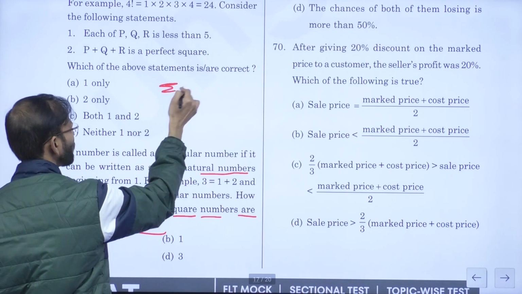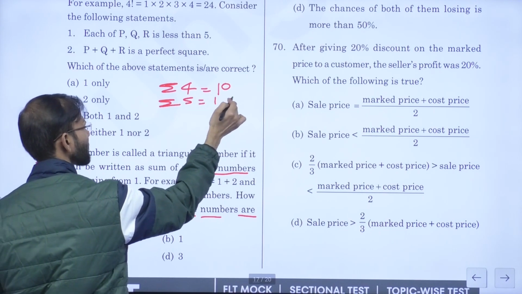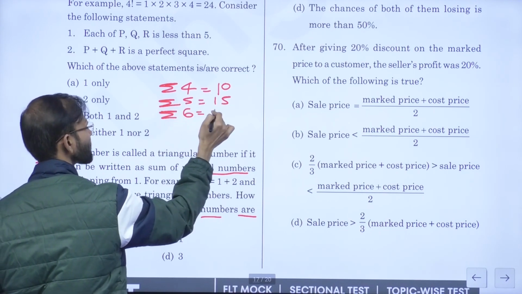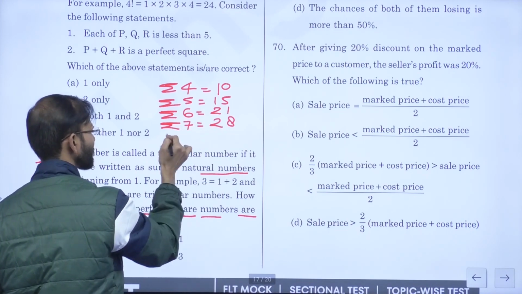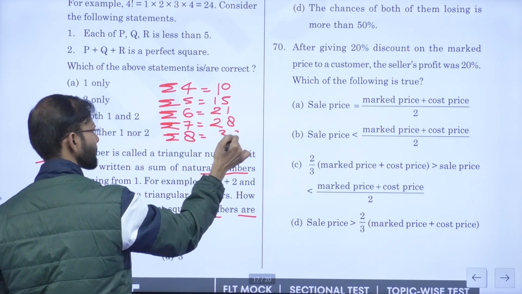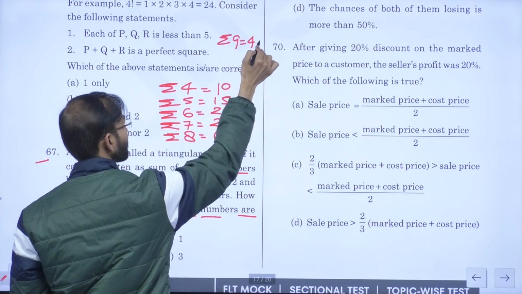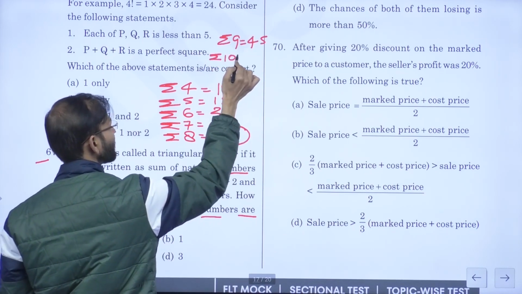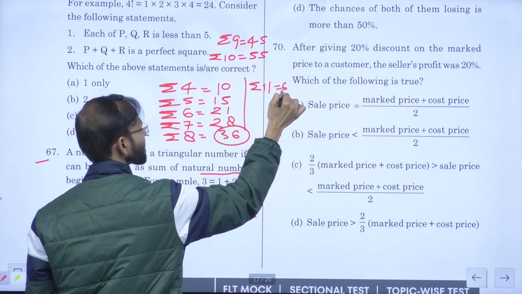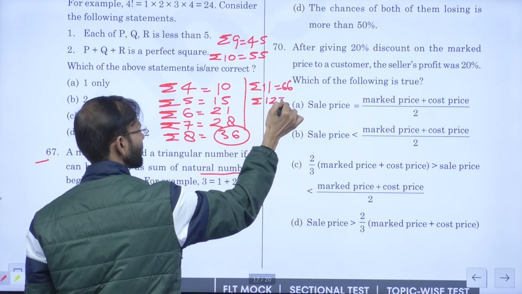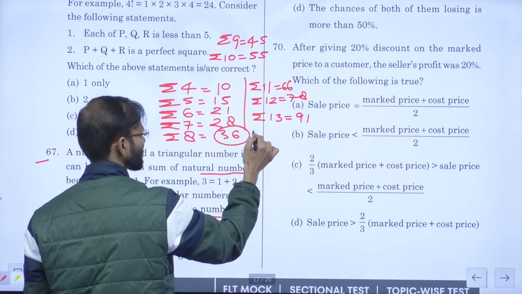Sigma 4 is 10. It's not a perfect square. Sigma 5 is 15. Not a perfect square. Sigma 6 is 21. Not a perfect square. Sigma 7, 28. Not a perfect square. Sigma 8, 36. Guys, a perfect square number. Sigma 9, 45. Not a perfect square. Sigma 10, 55. Not a perfect square. Sigma 11, 66, not a perfect square. Sigma 12, 78, not a perfect square. Sigma 13, 91, not a perfect square.